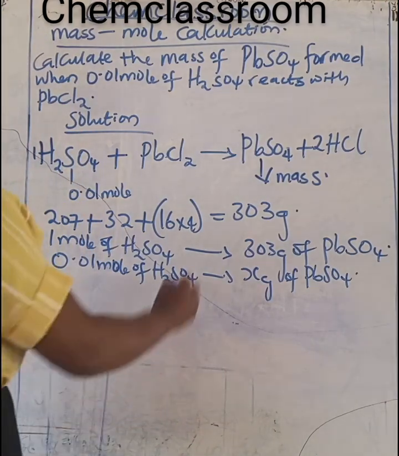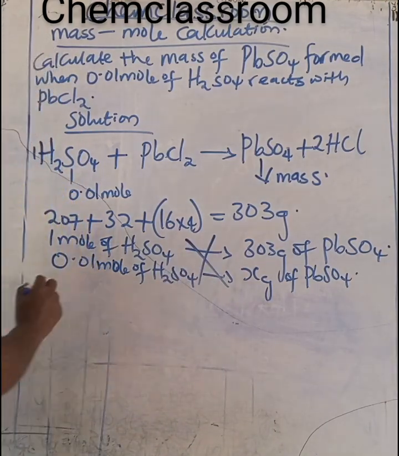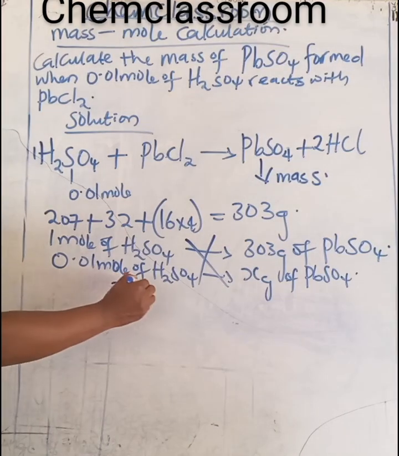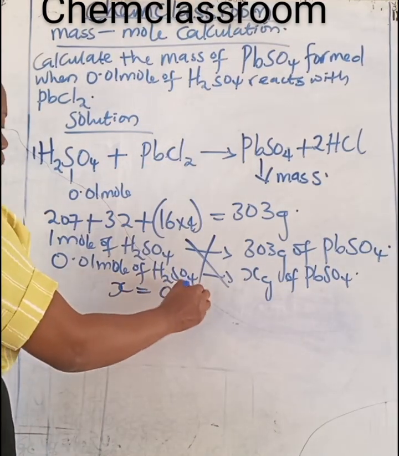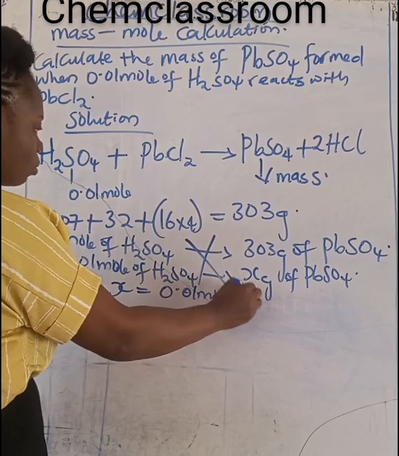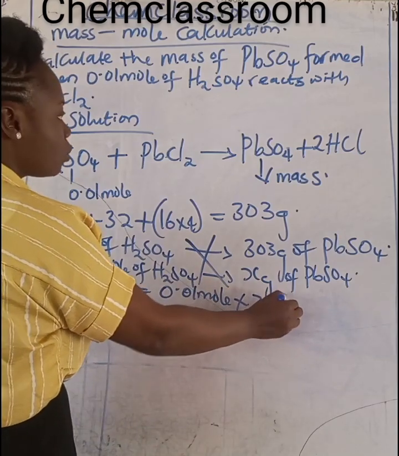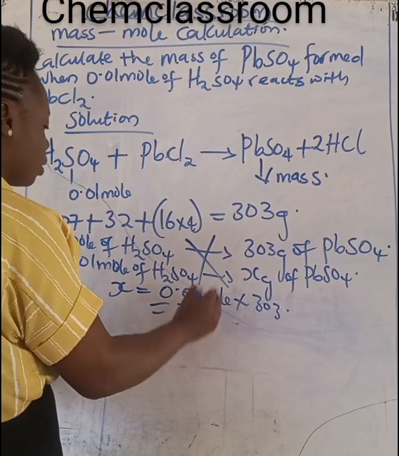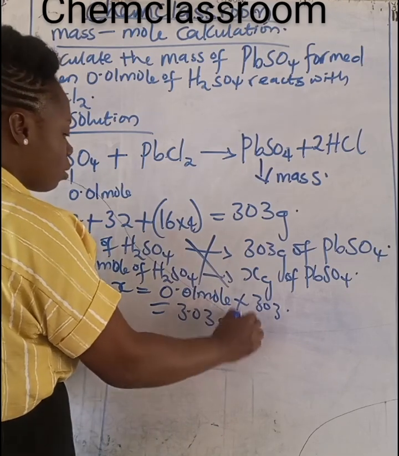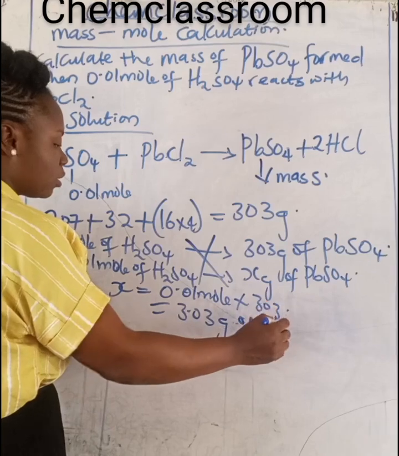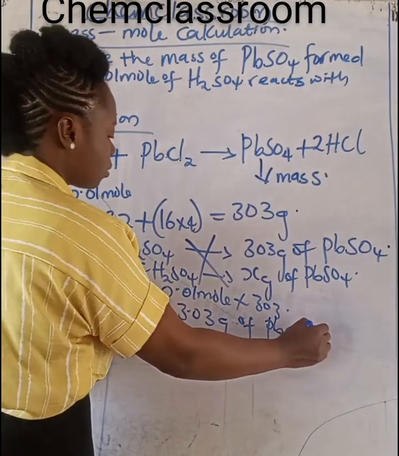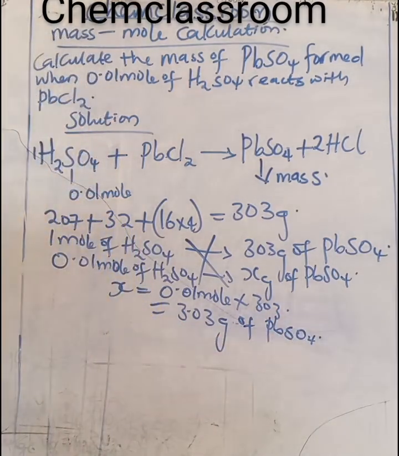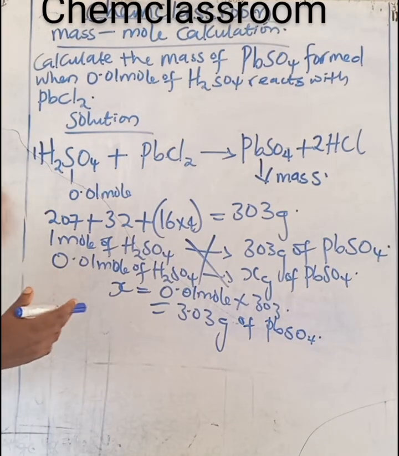Okay, so I'm just going to cross multiply. So we have X equals 0.01 mole multiplied by 303. So in all, I'm expected to have 3.03 grams of lead tetraoxosulfate 6. Okay, so we have been able to solve that for our question. So we have been able to do it for mass to mole.